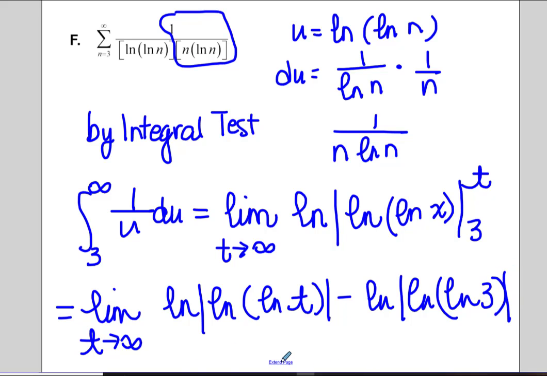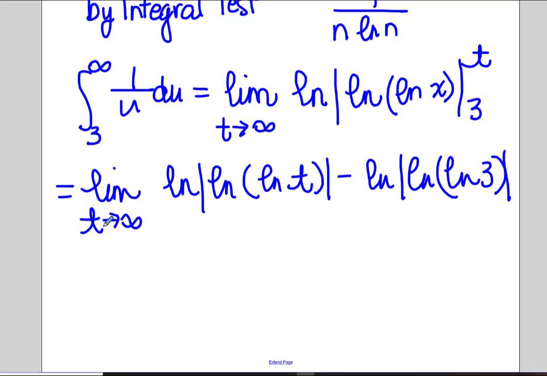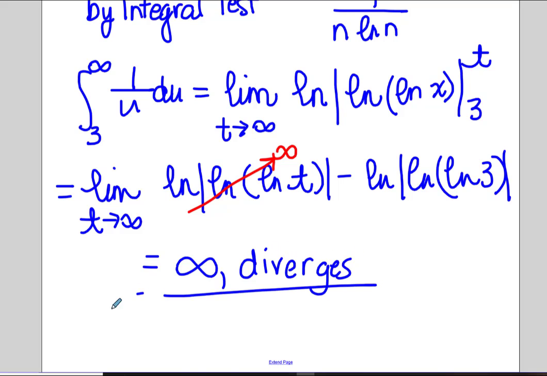That's mind-boggling. Now, applying the limit as t approaches infinity, this portion grows unbounded, and this is going to be a number. So because this piece is unbounded, then our entire series is unbounded and therefore diverges. So a little messy notation, but that ends lesson 2.